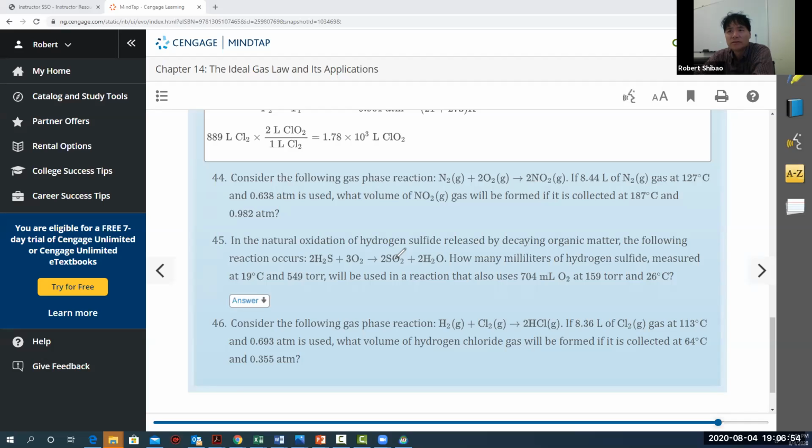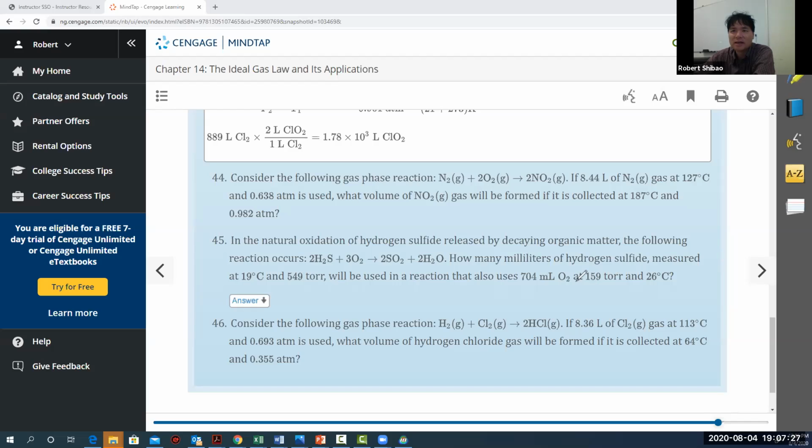It's possible to undergo further oxidation in this combustion, but it just goes to sulfur dioxide. How many milliliters of hydrogen sulfide measured at? Okay, so we want H2S. We'll be using the reaction that also uses 704 milliliters of O2. This is kind of weird because O2 and H2S are both reactants, and normally when you react these together, you don't do them at totally different temperatures and pressures. If we're reacting the reactants, we do it at the same temperature and the same pressure. So this is a very weird problem.